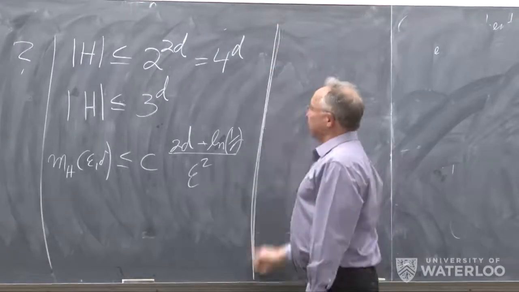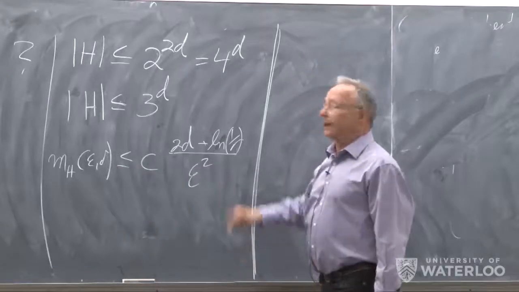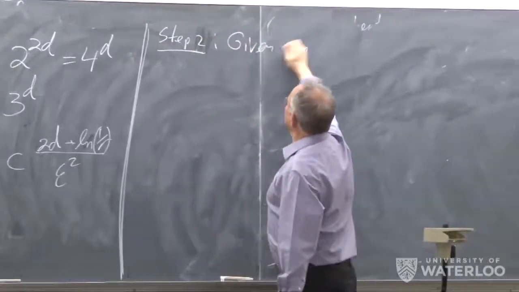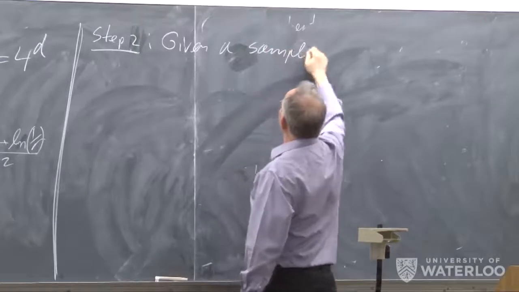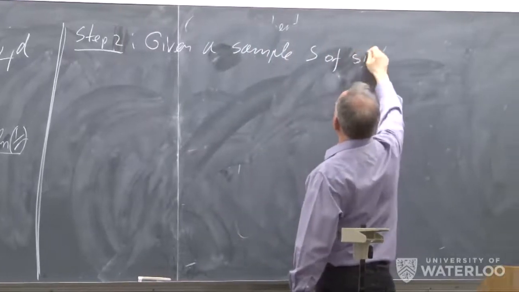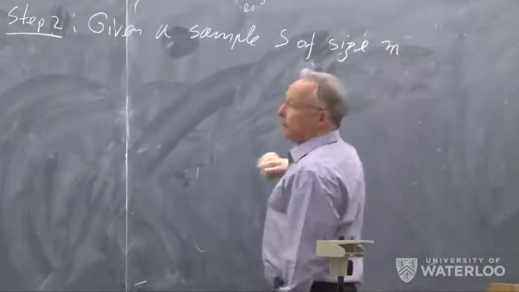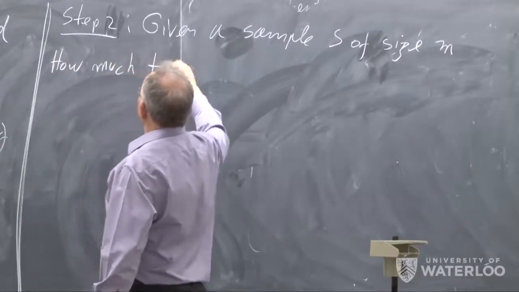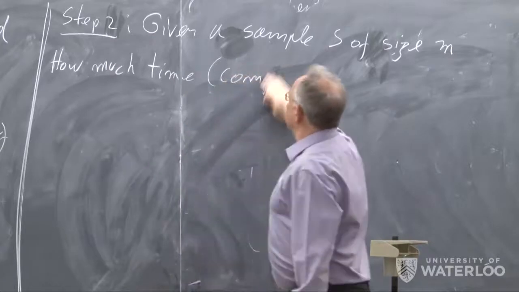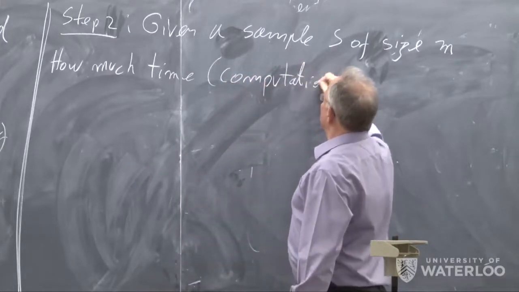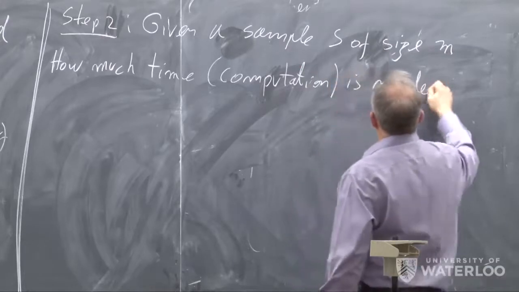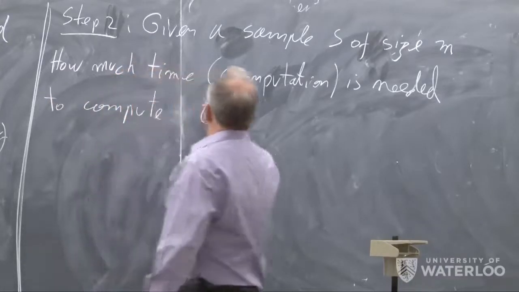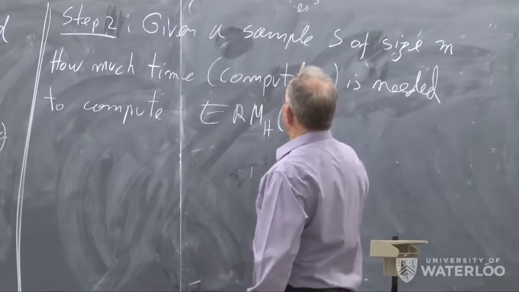Okay, but now we know what the sample size is. We need to go to step 2. Step 2: given a sample S of size any m, how much time or computation is needed to compute ERM with respect to our class over this sample?